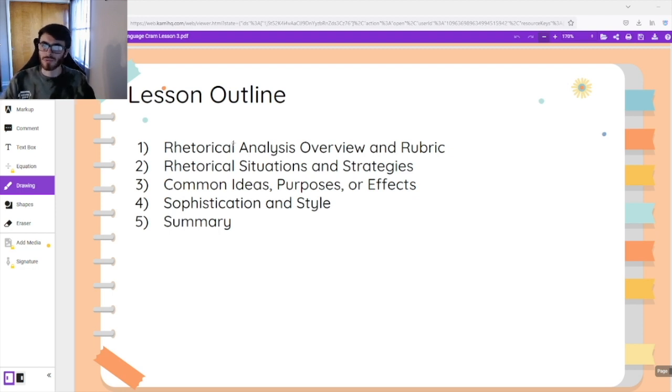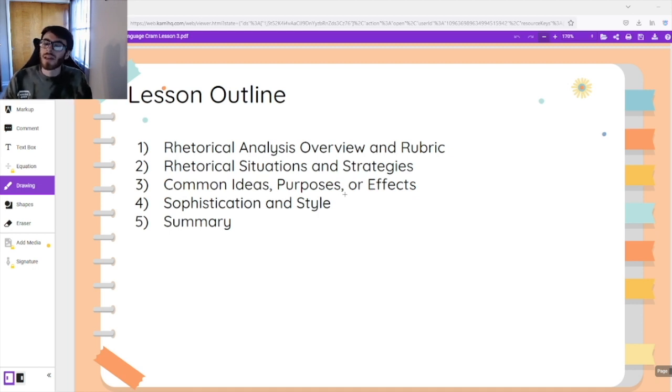We are going to then transition to talking about rhetorical situations and strategies, how to identify rhetorical choices in the passage that you can then write about, things like that. Then we're going to talk about common ideas, purposes, or effects. You need to link the rhetorical choices that you write about in the rhetorical analysis essay together. They have to share some sort of purpose, some sort of effect. That's what that part of our lesson is going to be about, how to identify that and how to implement it into your essay.